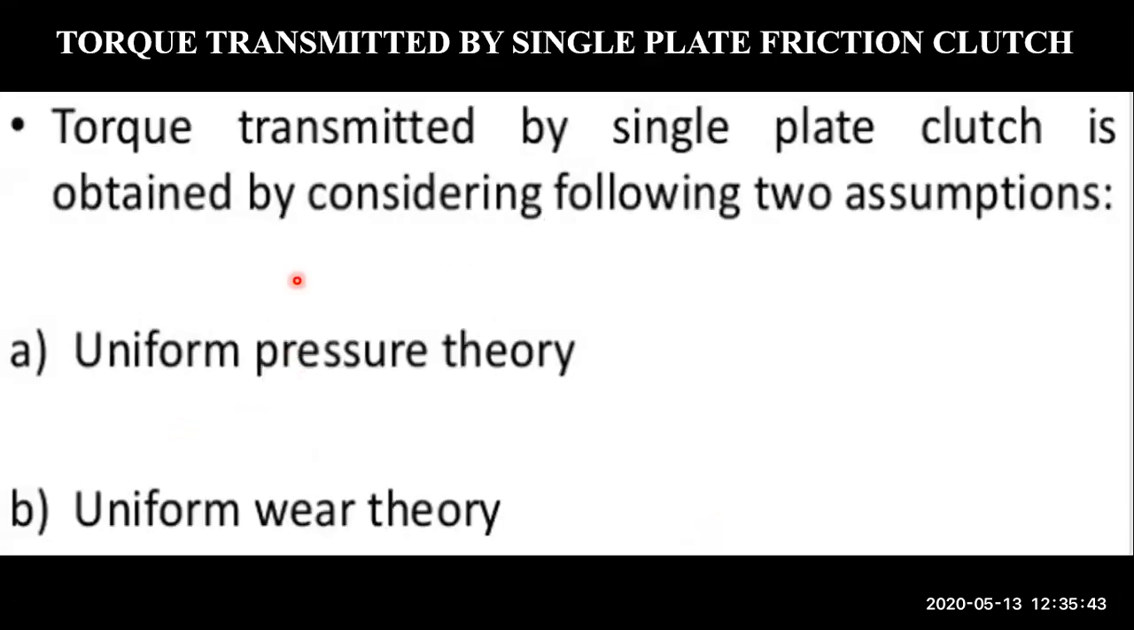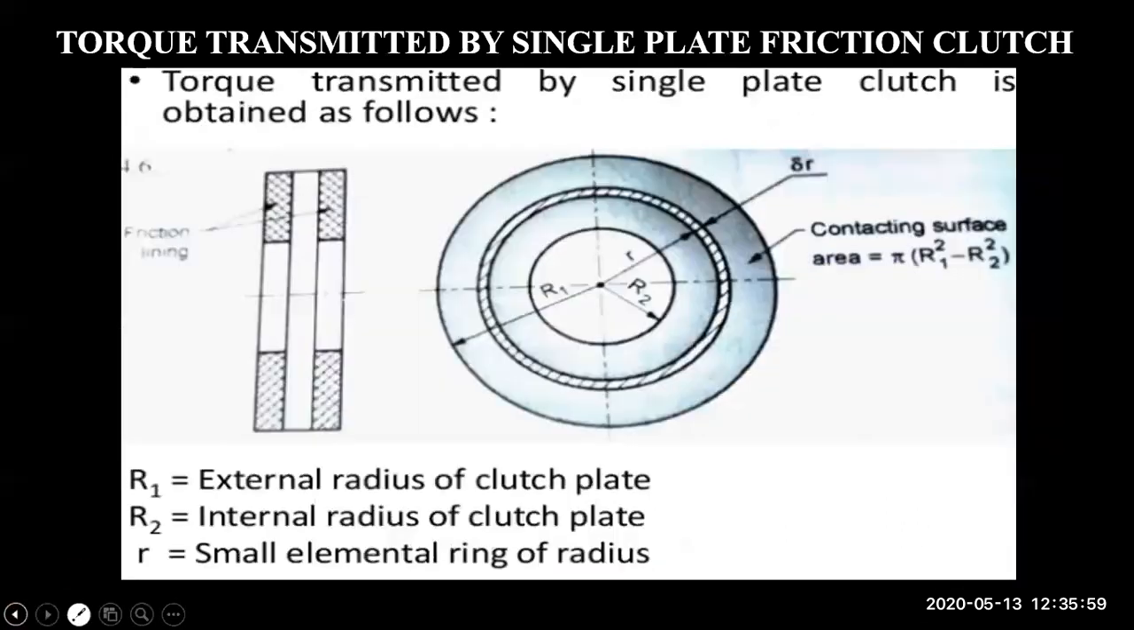So from there, as I told you, you can assume two theories. Either you can assume that uniform pressure is acting, or there is uniform wear across the entire surface of the friction lining. So let me go back to the figure and tell you what it is.